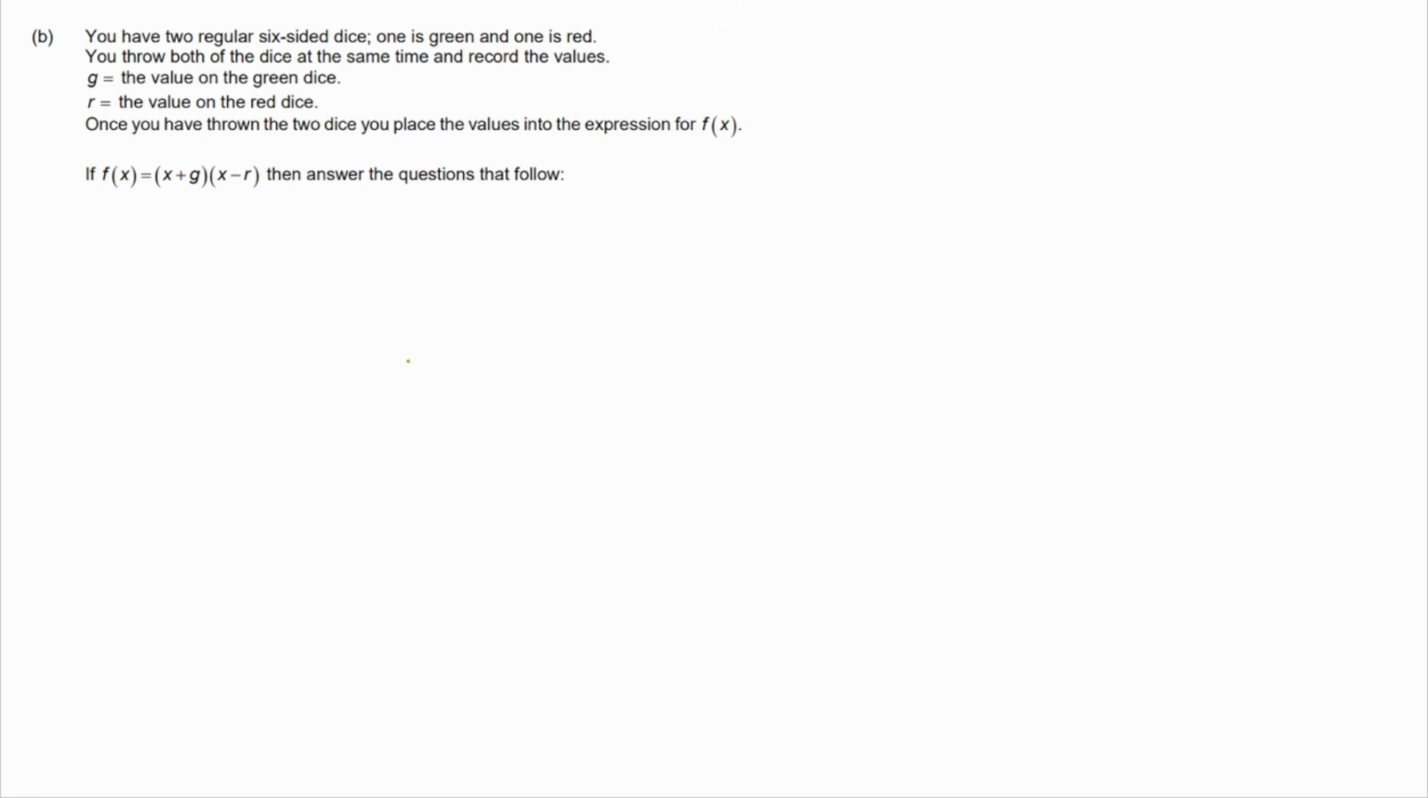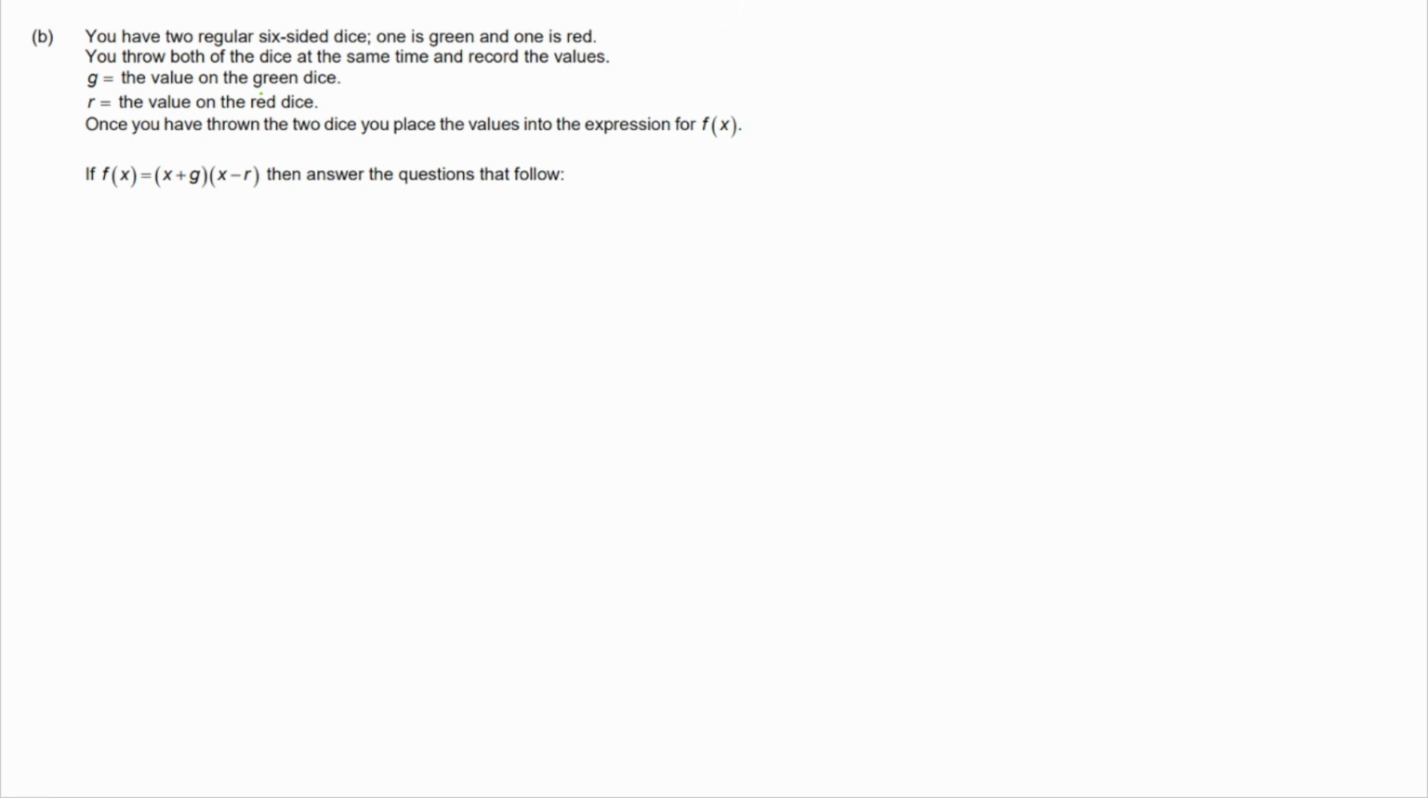Let's now look over to B. So B is a separate part now. B is separate to the conditional probability we have just been doing, the fundamental counting principle. If we look here at B, they say we are given a regular 2-sided dice, and one is red and one is green. You throw both of the dice at the same time and record the values.